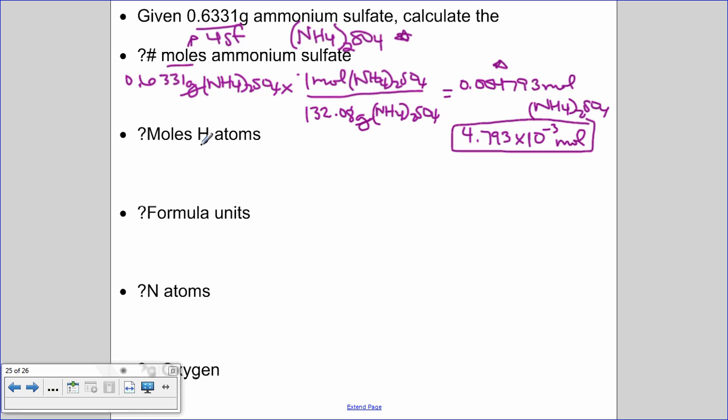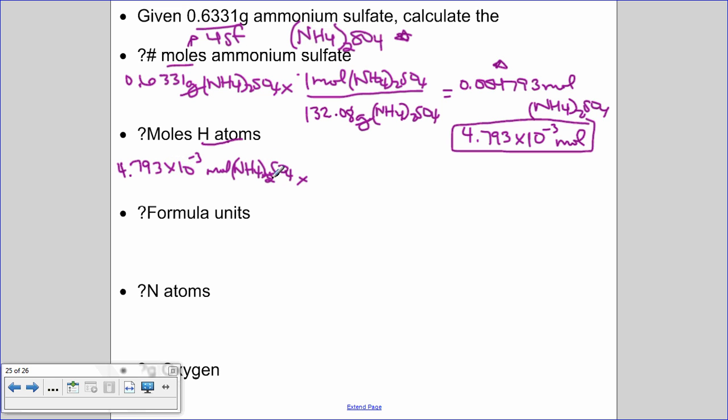Alright, so now I want to go to moles of hydrogen atoms. That means I'm going to dig into an individual ammonium sulfate formula unit. Okay, I already have my moles here, so I'm going to start with this number. I'm going to write 4.793 times 10 to the negative 3 moles of ammonium sulfate. I'm glad you can read my chicken scratch here. And I know that it's only asking me for hydrogen atoms, meaning I have right here, I have 8 atoms of hydrogen in an ammonium sulfate formula unit.